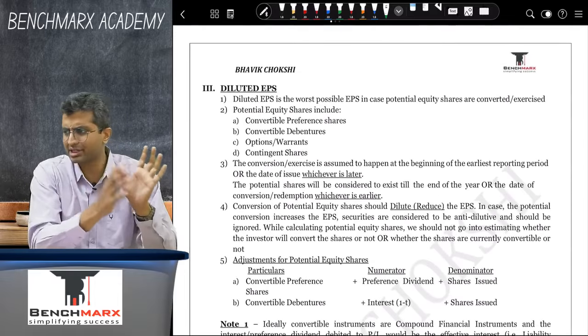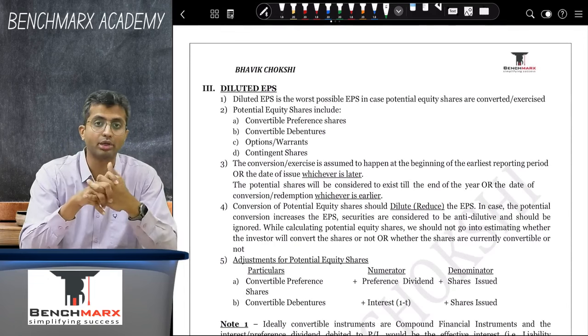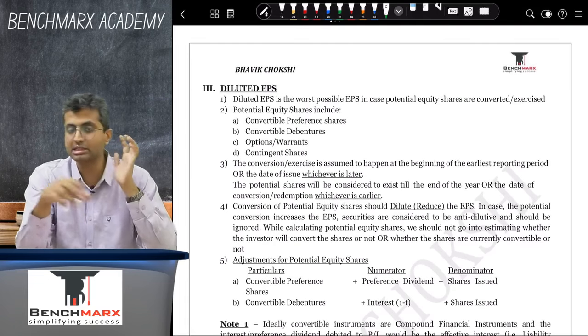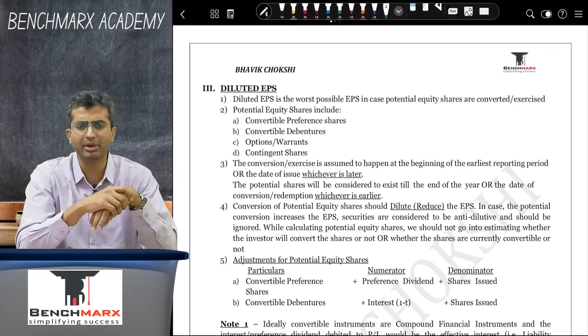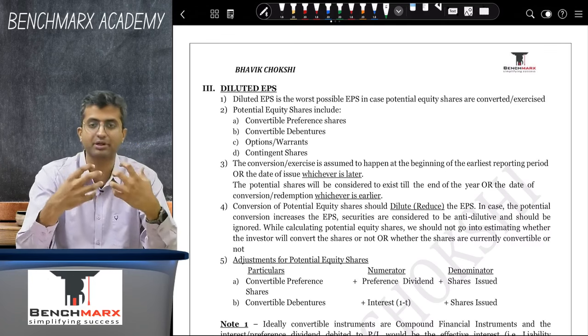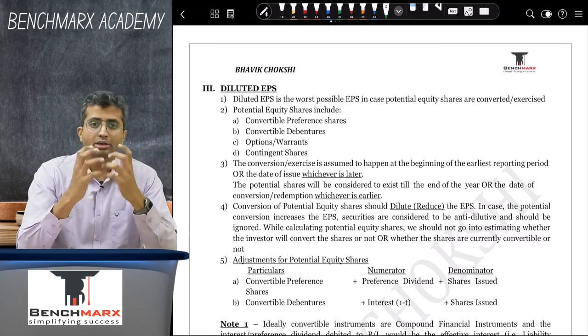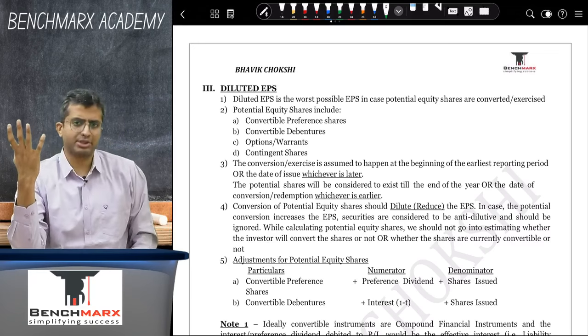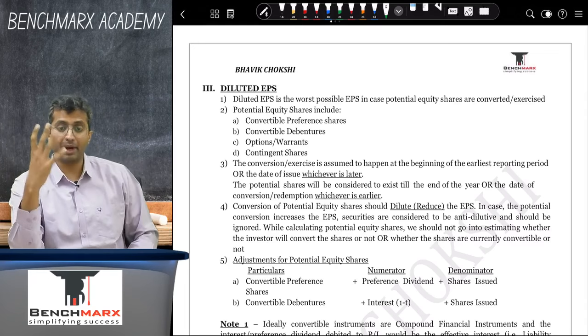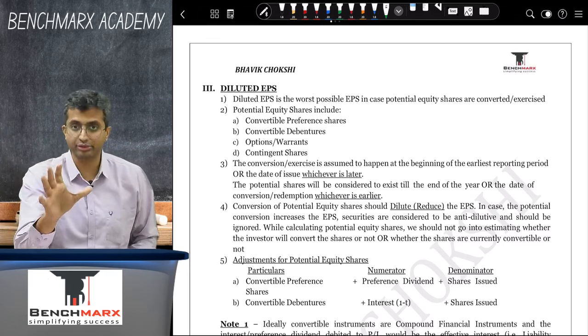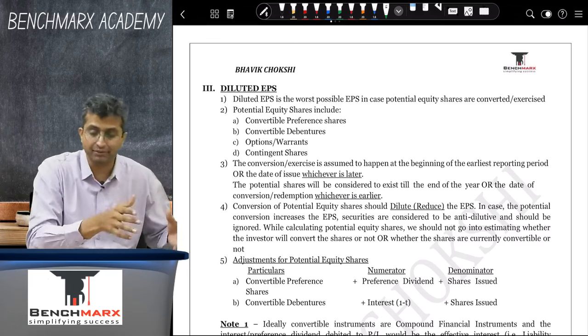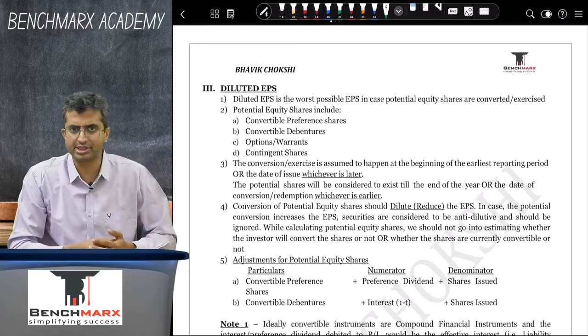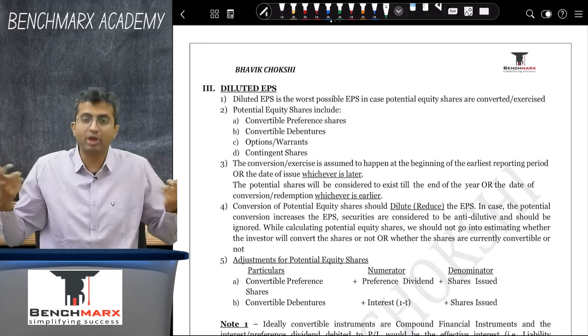Okay, so that takes care of the first section, which is on basic EPS. Next, you go to diluted EPS. Now, what do you mean by diluted EPS? Diluted EPS refers to the worst possible EPS that an entity might get. It is hypothetical, it is notional. It is a worst possible EPS if all the potential equity shares that are there are also converted into actual equity shares.